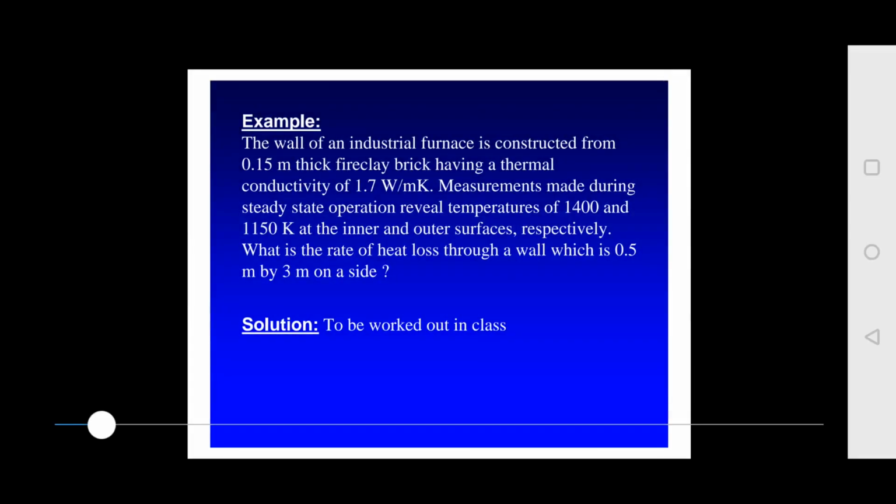Now this is actually a problem. If you look at this problem, you have a wall of an industrial furnace constructed from 0.15 meter thick fire clay brick having a given thermal conductivity. Measurements made at steady state operation give T1 and T2 at the inner and outer surfaces. What is the rate of heat loss through a wall which is 0.5 meter by 3 meter on a side? So you have to find the rate of heat transfer through a wall of this area.